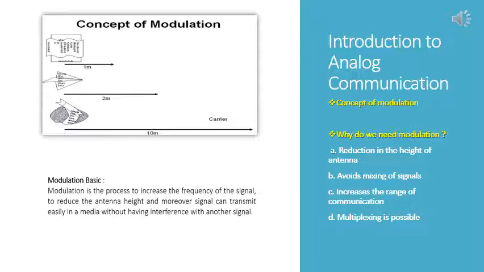In this way, with the help of modulation, we achieve a longer range of communication. The antenna size is also reduced, and we will see how it reduces. We also avoid mixing of signals, avoiding interference, and multiplexing is possible. So there are several advantages of modulation. We will see how.